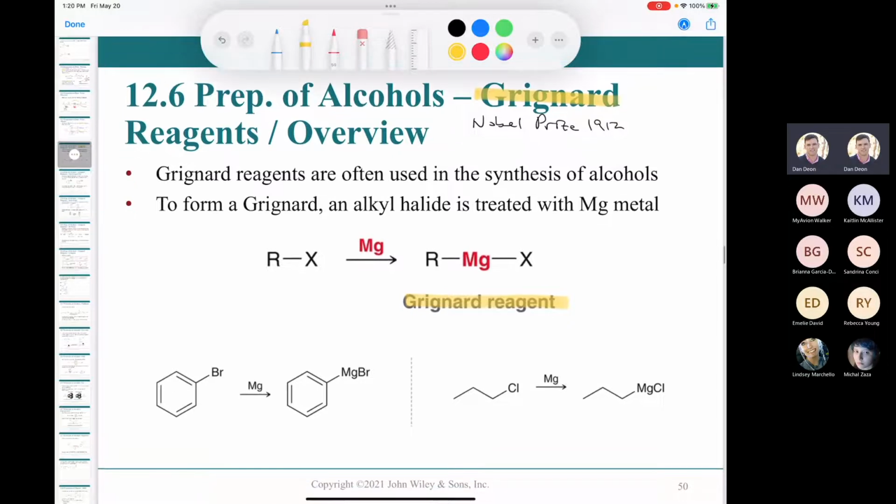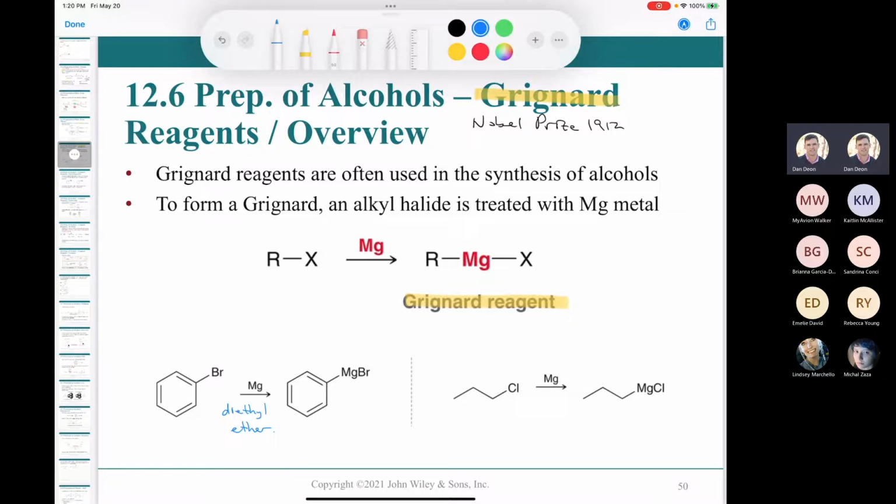I have a couple of examples here. If you take bromobenzene, shown right here, and you treat that with magnesium, and of course this is done in the presence of a solvent, oftentimes it's done in diethyl ether. So we'll just write diethyl ether here. You can use other solvents, but ether is very common. What you get is the magnesium stuck in between the aromatic ring and the bromine.